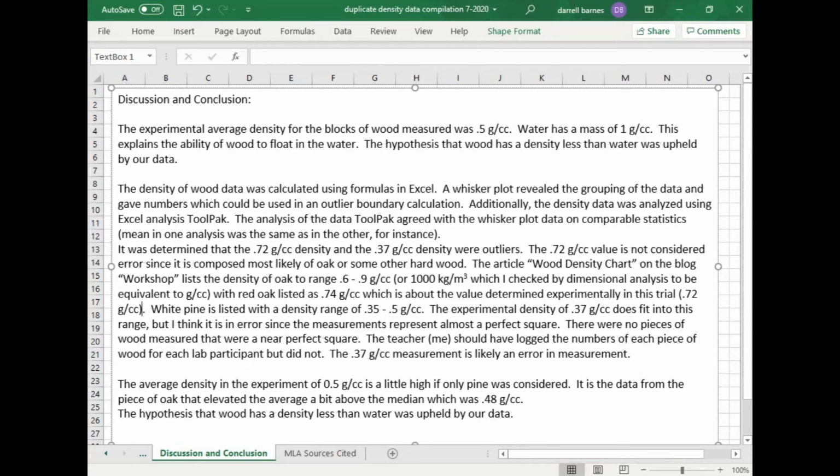White pine is listed with a density range of 0.35 to 0.5 gram per cc. The experimental density of 0.37 gram per cc does fit into this range, but I think it is in error since the measurements represent almost a perfect square on the block measured.